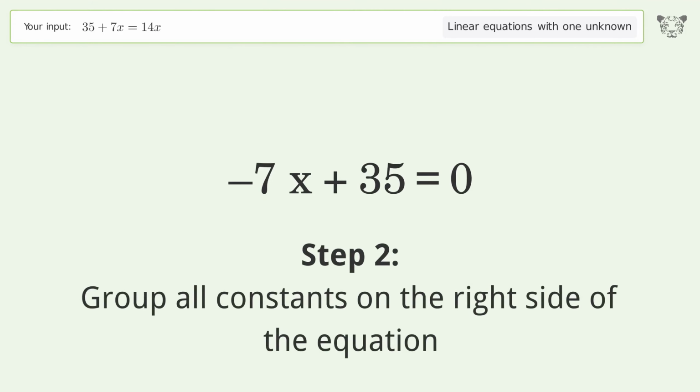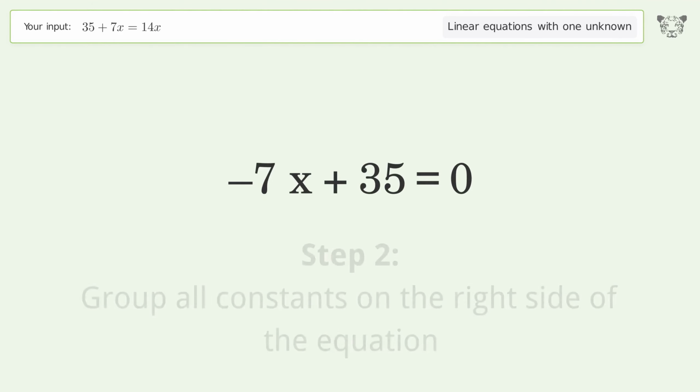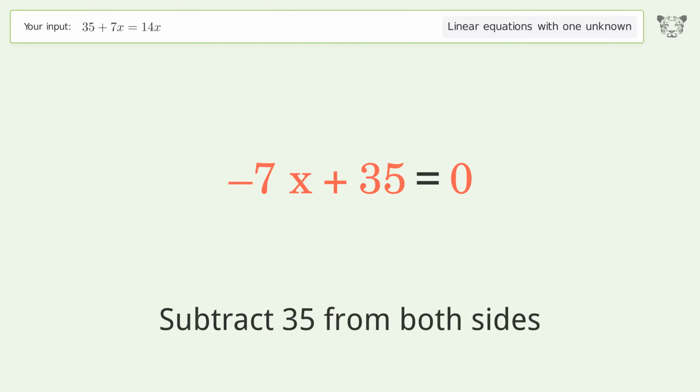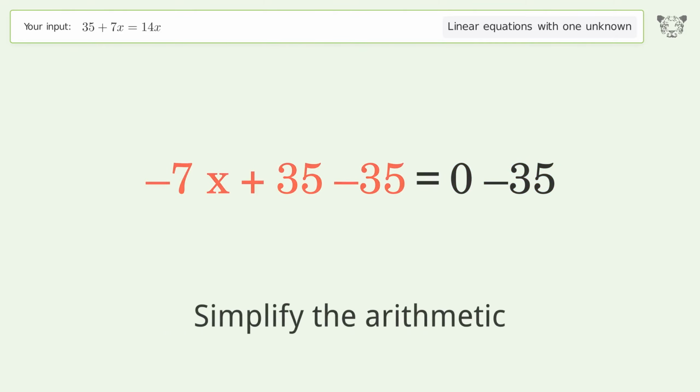Group all constants on the right side of the equation. Subtract 35 from both sides. Simplify the arithmetic.